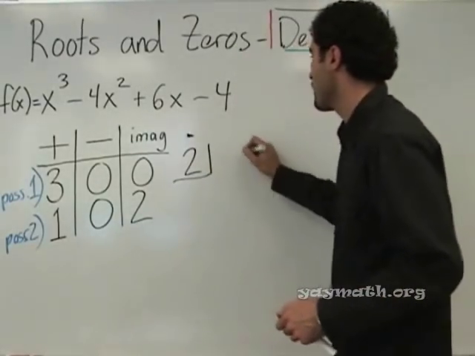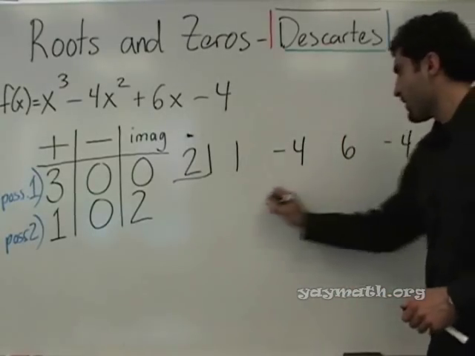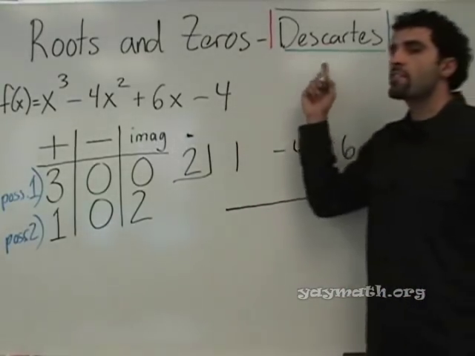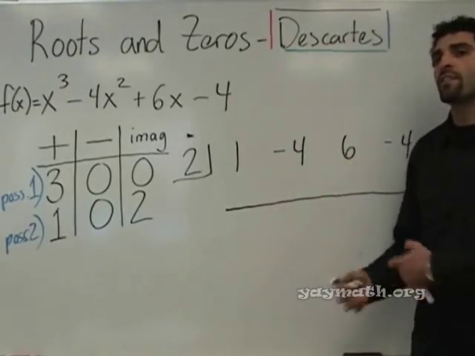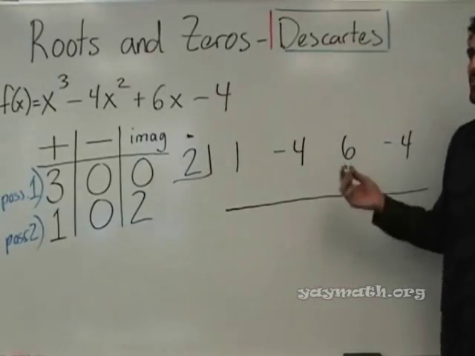So 2 is coming in. 1, negative 4, 6, negative 4. Notice Descartes' rule allows us to know that there's no negative solutions. Impossible in both options. That's the important component.